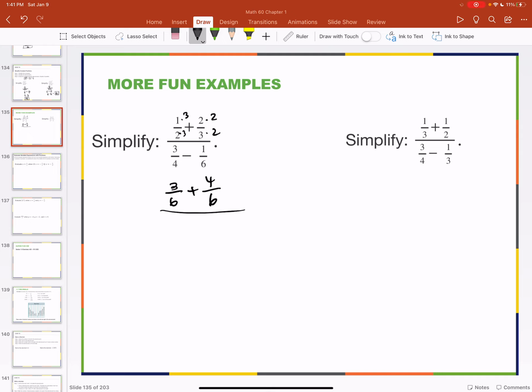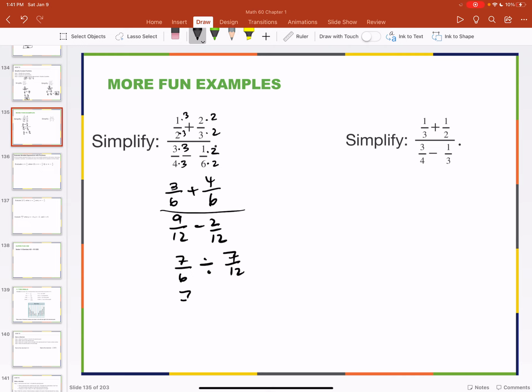And then let's go ahead and do the bottom. This is 12. So this is times 3 over 3 and times 2 over 2. And you can verify 9 over 12 minus 2 over 12. So then what does that become? On the top, you get 7/6 divided by, and then the bottom is just 7/12.